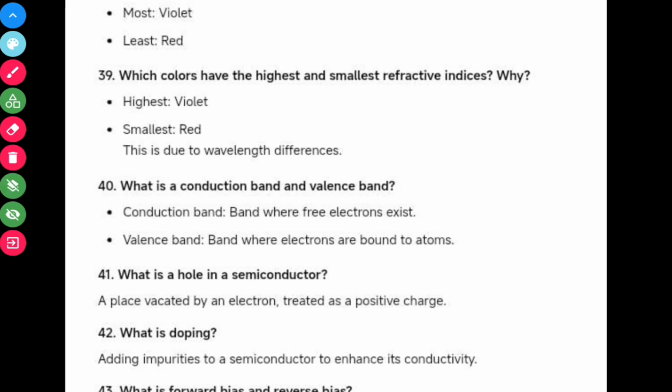Conduction band where free electrons are, valence band where electrons are bound to the atom. What is a hole in a semiconductor? A place vacant by an electron, treated as a positive charge. What is doping? Adding impurities to a semiconductor to enhance its conductivity.